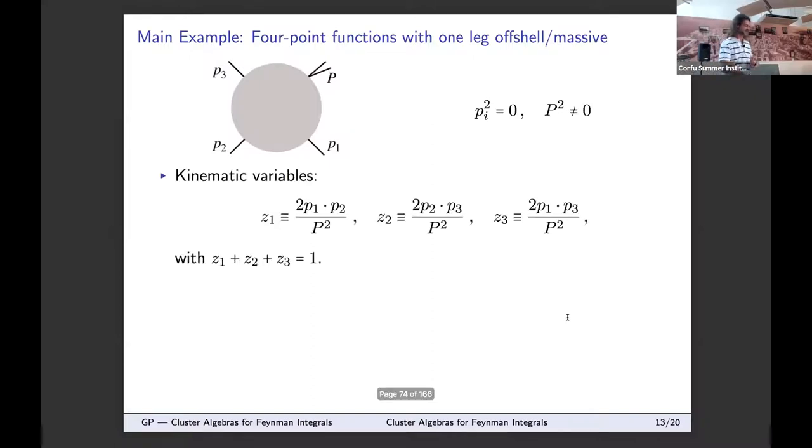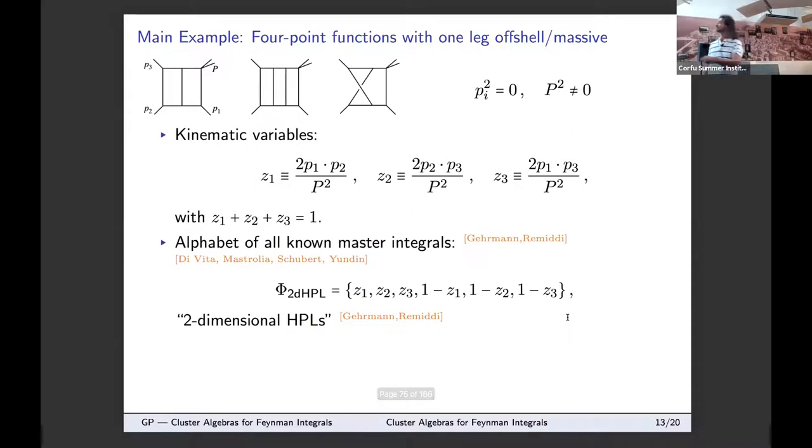But in any case, from the kinematics, it's easy to realize that you, in fact, have just two independent variables. These are massless legs, so only the cross products are meaningful. Due to momentum conservation, they satisfy this constraint. So you have two independent variables. And a long time ago, Gehrmann and Remiddi analyzed what the alphabet is. And as you see in this example, there are six letters that are linear functions of the kinematics. They're called 2D HPLs. And also, yes, these are the master integrals studied. More recently, there is also a three-loop family that was studied, both planar and non-planar, as you see.